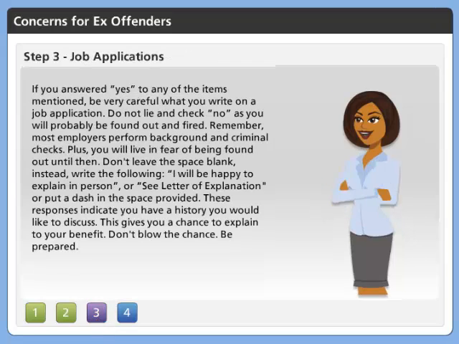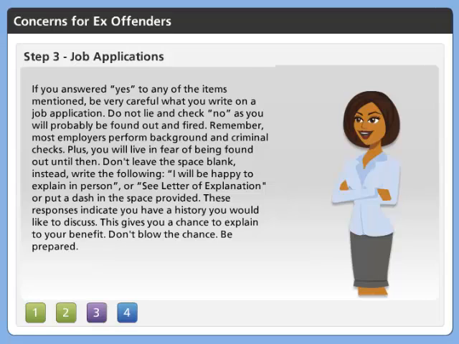If you answered yes to any of the items mentioned, be very careful what you write on a job application. Do not lie and check no, as you will probably be found out and fired. Remember, most employers perform background and criminal checks. Plus, you will live in fear of being found out until then. Don't leave the space blank.